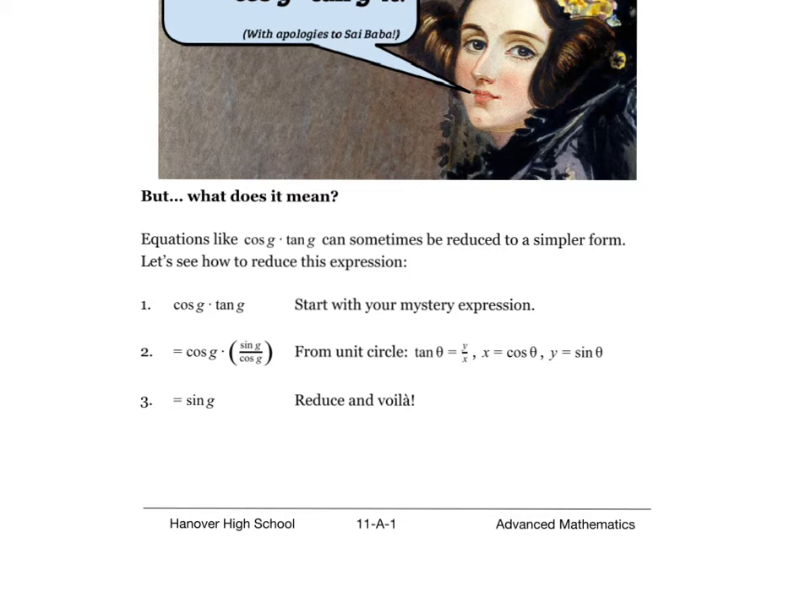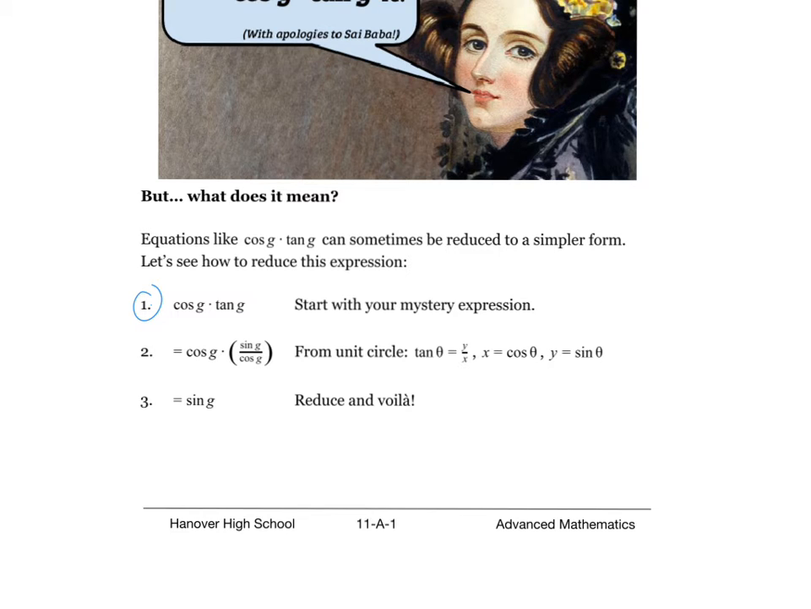So the example shown here, we have number one here, cosine G times tan G. So this is a weird expression that we're starting with. Now, you might remember that the tangent of an angle is actually equivalent to the fraction, the sine of that angle divided by the cosine of that angle.